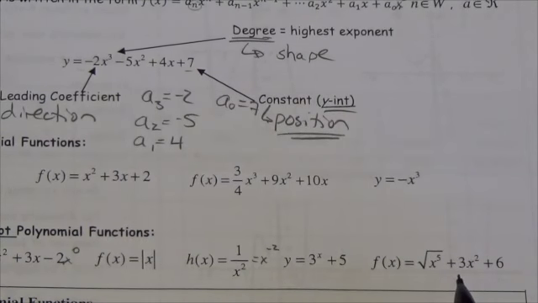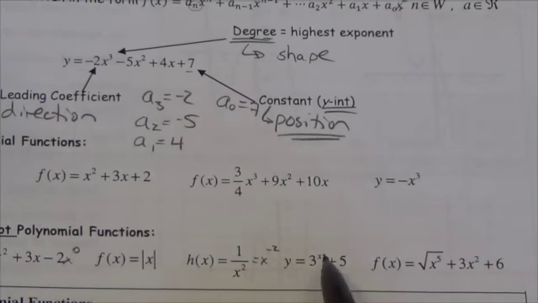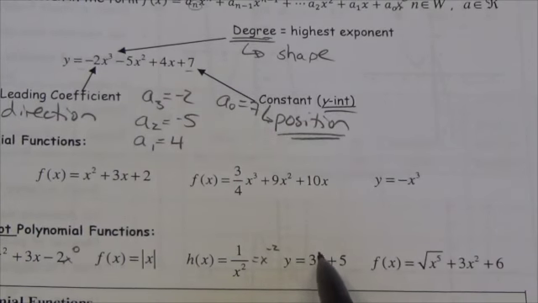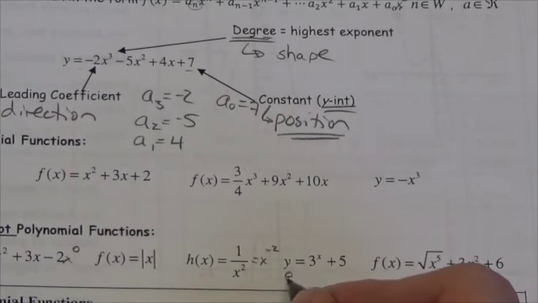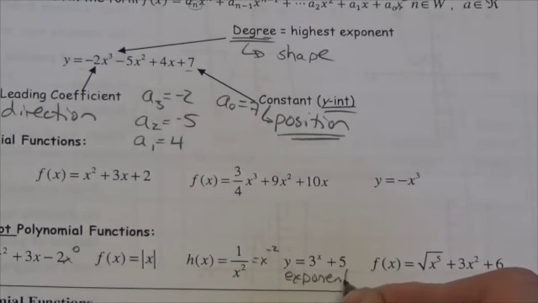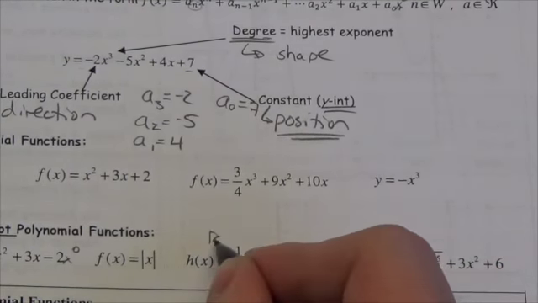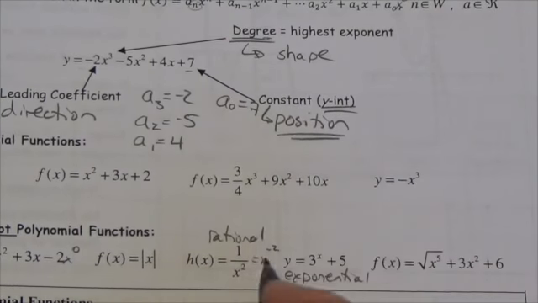That should be positive. y equals 3 to the x plus 5. Now this is a different one. The x in this case, the variable, is up in the exponent. That makes this one exponential. So this one right here is rational because we got the x in the denominator. This one's exponential because the x is in the exponent.